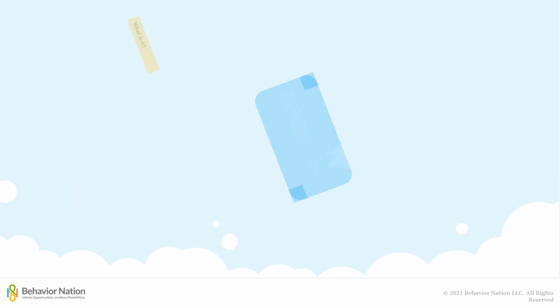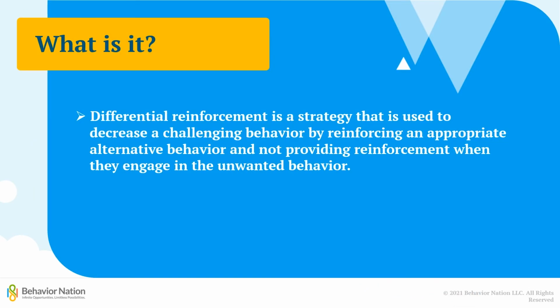Now on to what it is. Differential reinforcement is a strategy that is used to decrease a challenging behavior by reinforcing an appropriate alternative behavior and not providing reinforcement when an individual engages in an unwanted behavior.